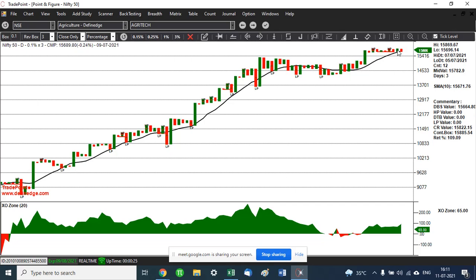And if we click on the green column, we can see the DBS value. This is the double bottom sell value. So this is telling us that below 15664 Nifty spot, this is Nifty spot chart, there is a possibility that a double bottom sell is generated on Nifty and it turns bearish because it will also be below the moving average.